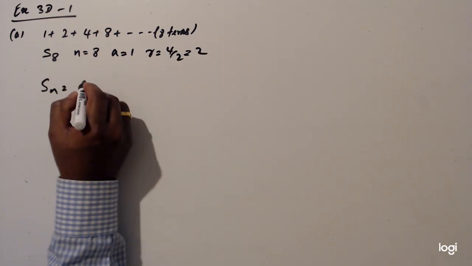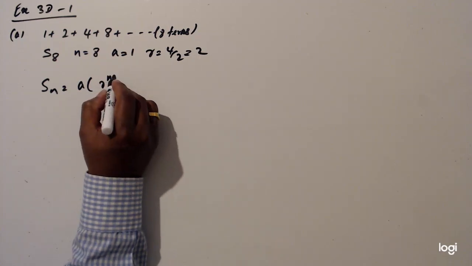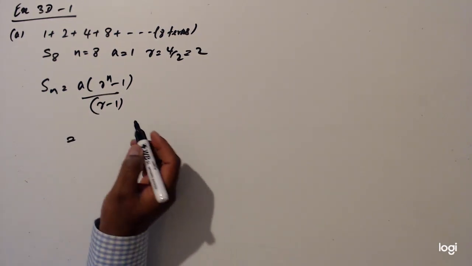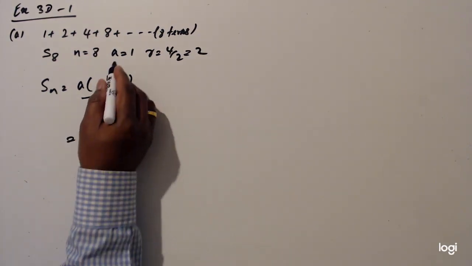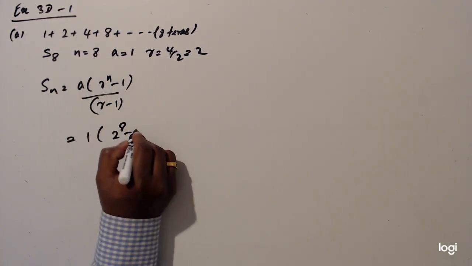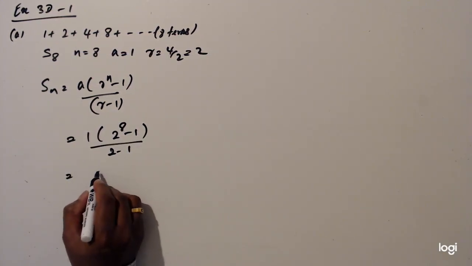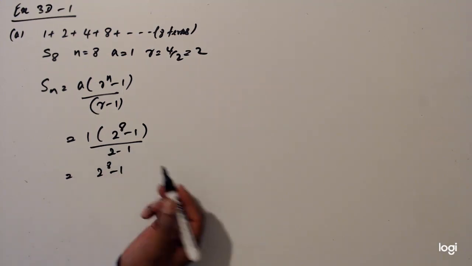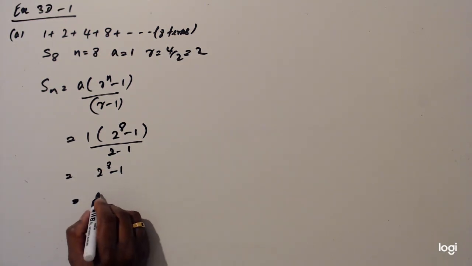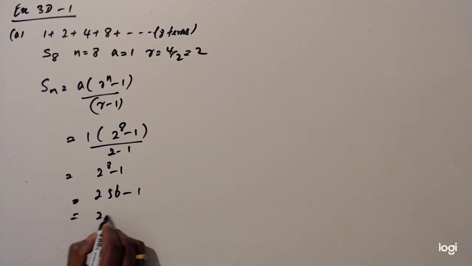So Sn equals A times (r^n minus 1) over (r minus 1). The A value is 1, R is 2, and N is 8, so this is going to be (2 to the power 8 minus 1) over (2 minus 1). 2 minus 1 is 1, and 256 minus 1 is 255.